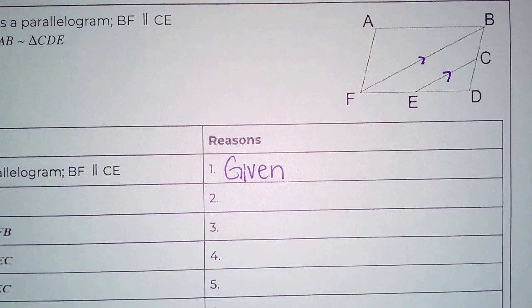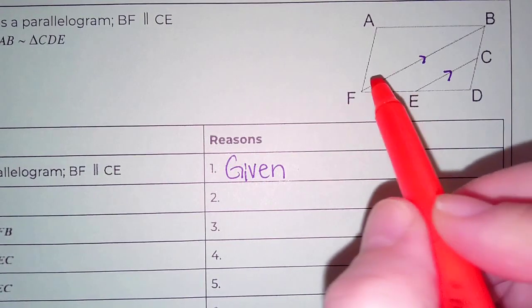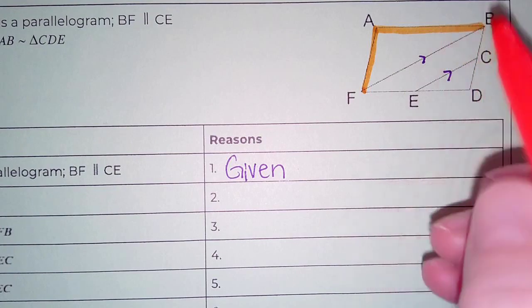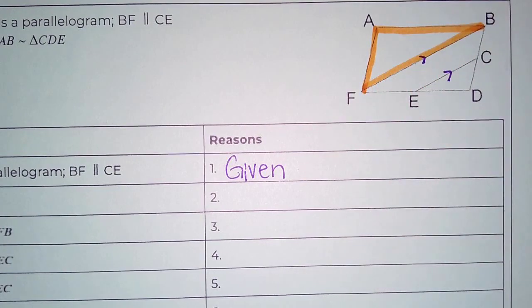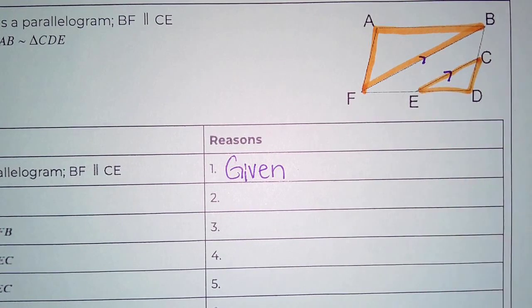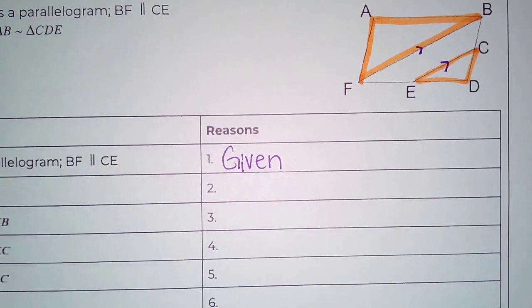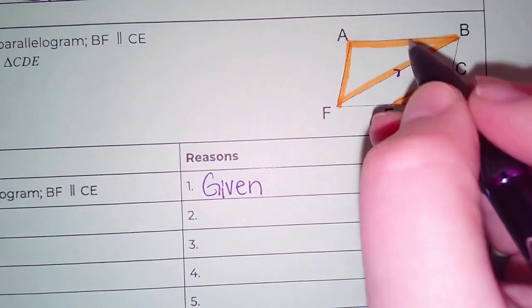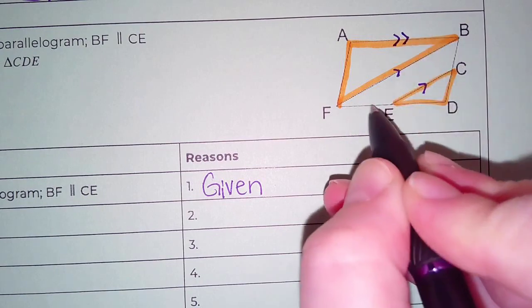I'm trying to prove that triangle FAB there is similar to CED, this one. I don't have any sides, so I'm thinking angle-angle similarity. Just how do I get there? Okay, so the first thing that I have over here, step 2, is to say that AB is parallel to FD.